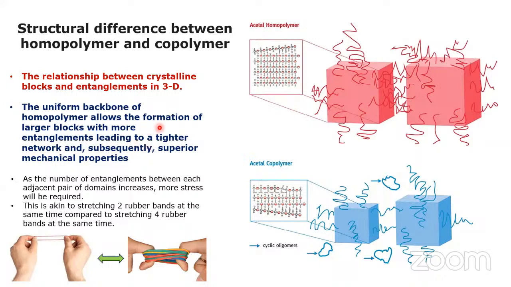Whatever the homopolymer of acetals you are seeing here in the red section, they have a regular structure, which will provide the formation of larger blocks, and subsequently superior mechanical properties. Then again, if you see the structure of the copolymer, as the number of entanglements between each adjacent pair of domains increases, more stress will be required.